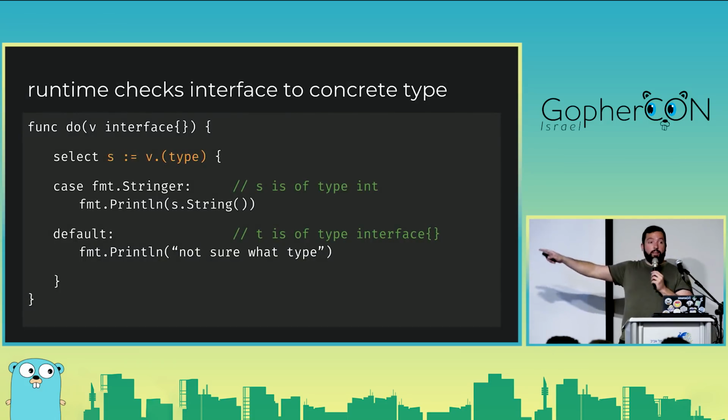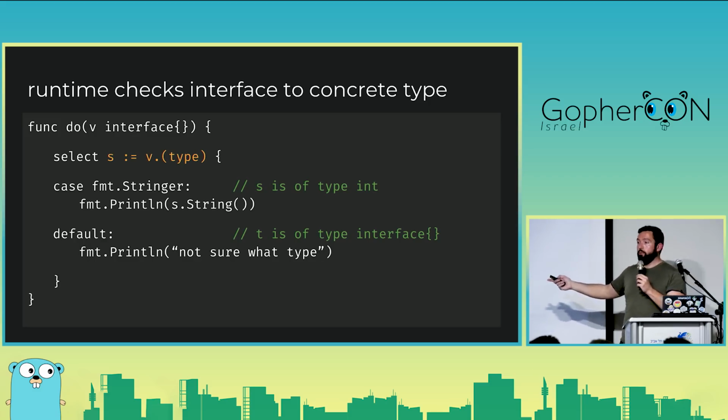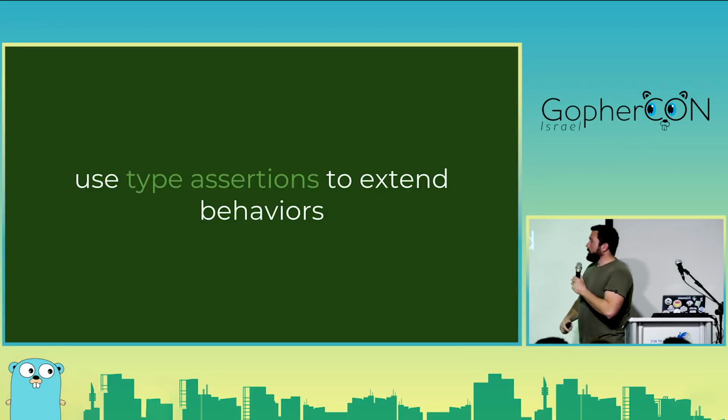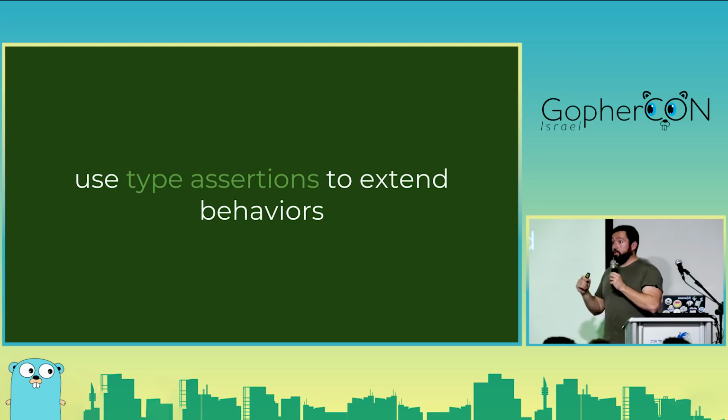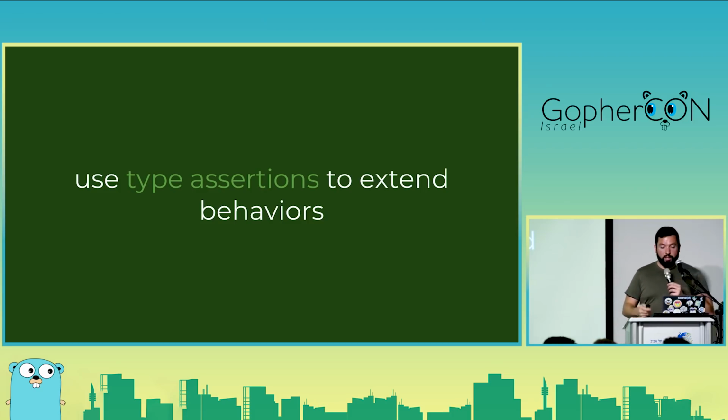And somewhere in the standard library, you will find these things where you're actually checking for different interfaces. This is, for instance, fmt.Stringer. This is what fmt.Println will be doing internally, somewhere very hidden in the package. So yeah, use type assertions to extend behaviors, but use them with interfaces as much as possible rather than with concrete types.